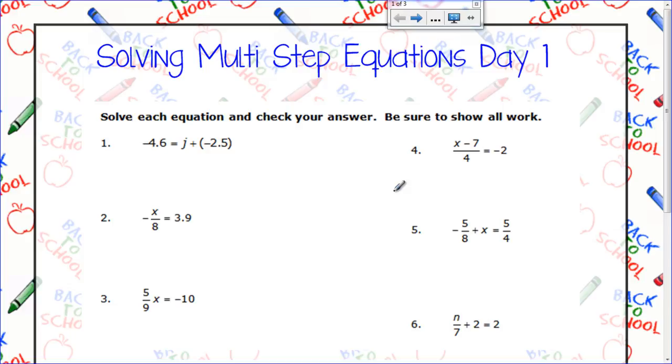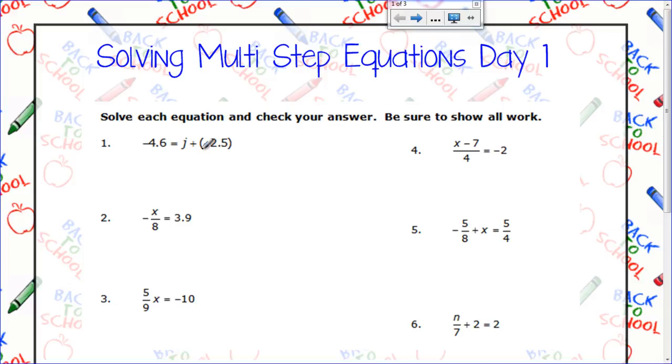So let's start with this number 1. I've got negative 4.6 equals j plus a negative 2.5. The reason this problem is important, it's not really a multi-step equation. It's a single-step equation, except it has to be rewritten. This plus a negative. I don't like double signs in my equations. It's confusing. It's hard to tell, are you supposed to add a positive? Am I supposed to subtract a negative? What am I supposed to do here?